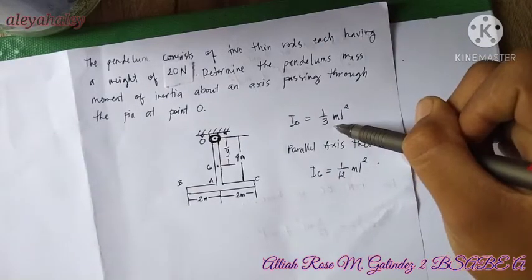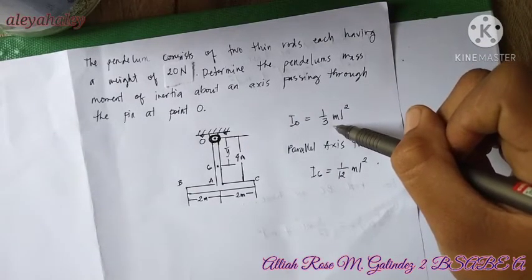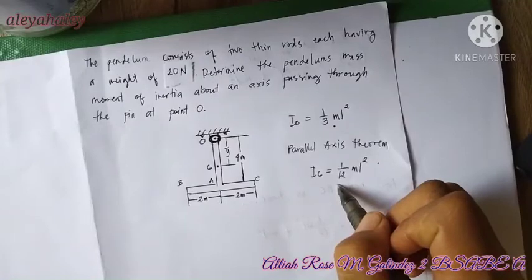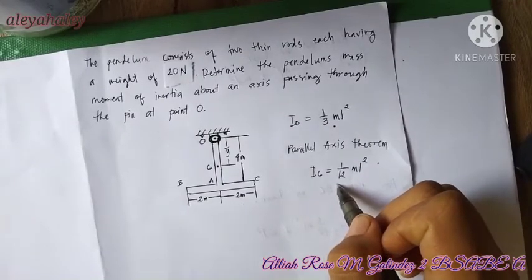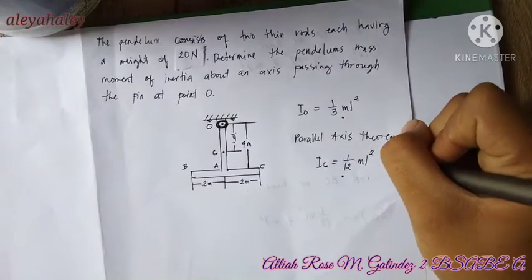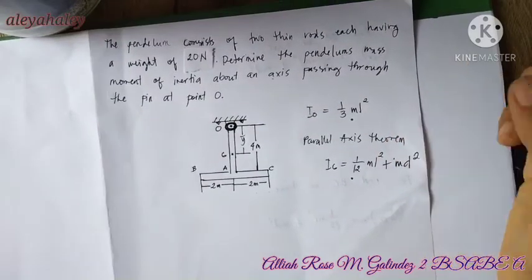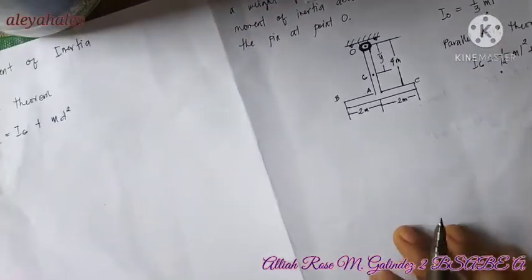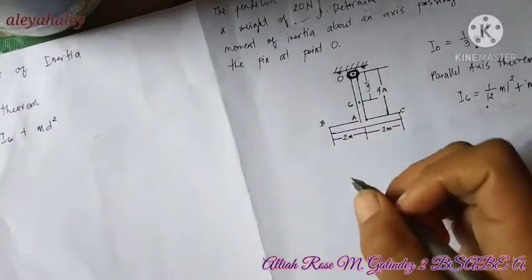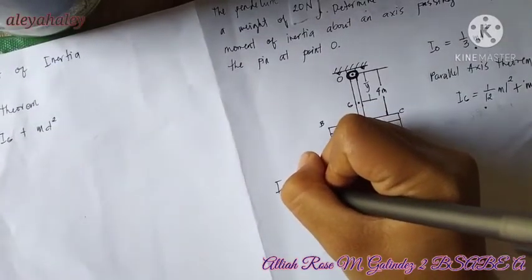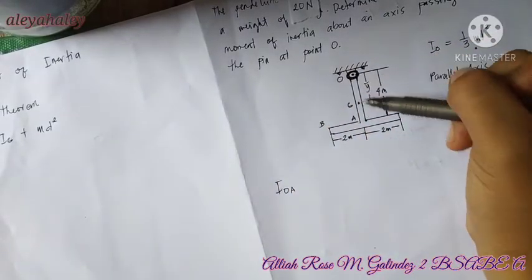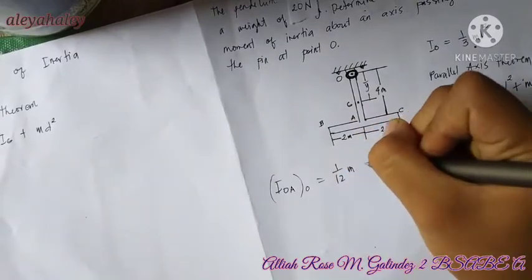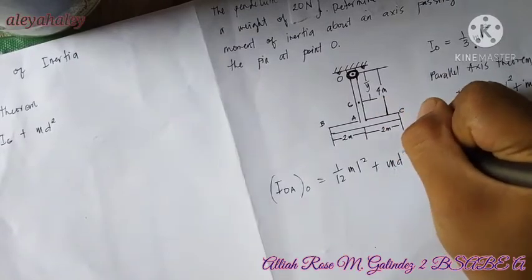The moment of inertia of rod A about an axis perpendicular to the page and passing through the endpoint O of the rod, IO, is equals to 1/3 ml squared. This is also the same value with IG, which is 1/12 ml squared plus the parallel axis theorem, md squared, mass times the distance squared. So we have this moment of inertia from O to A: 1/12 mass times length squared plus md squared.